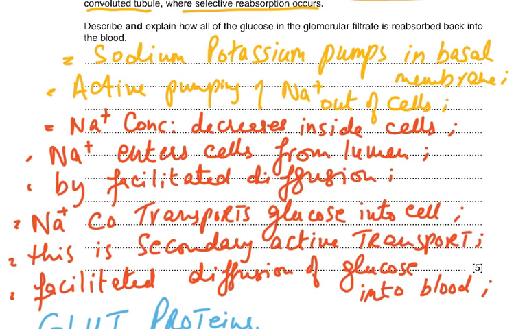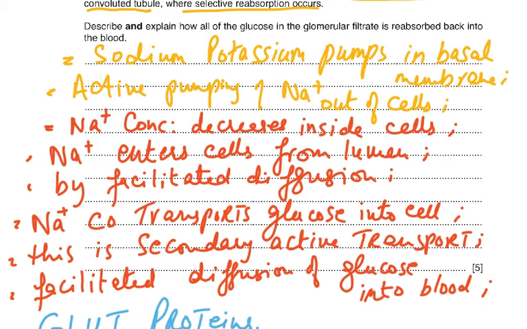So, very similar question earlier also. Sodium potassium pumps in the basal membrane actively pump sodium out of cells, so the sodium concentration decreases inside the cell. Then sodium ions enter the cell from the lumen. By facilitated diffusion, sodium ions co-transport glucose into cells.